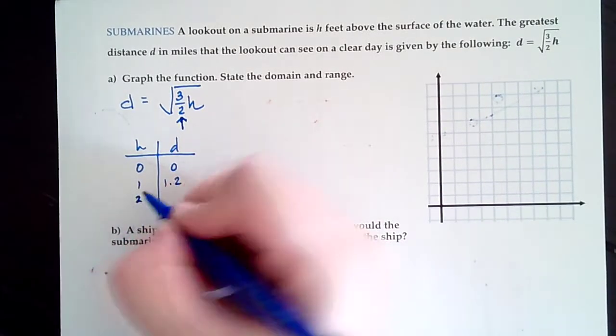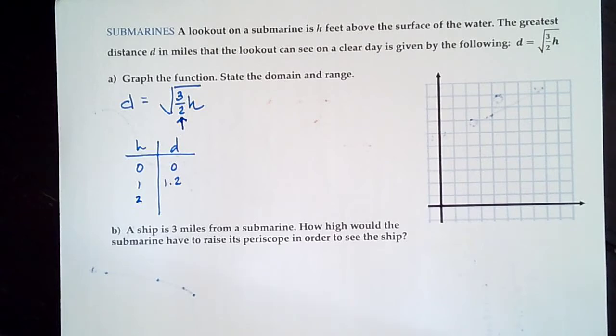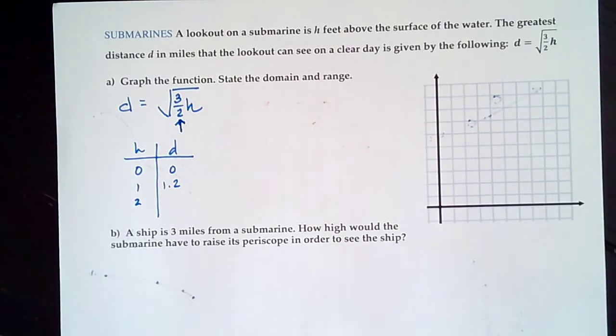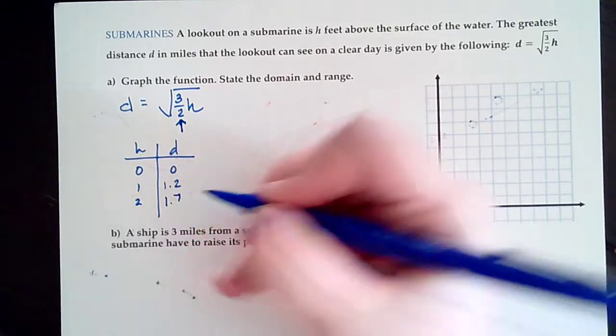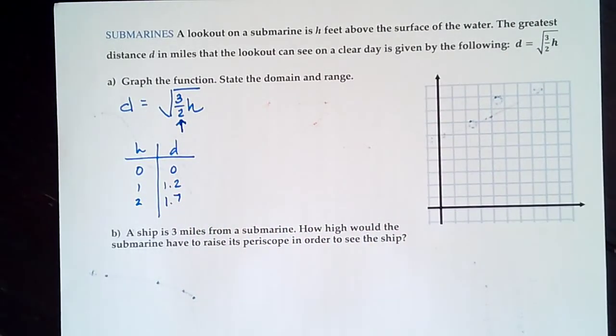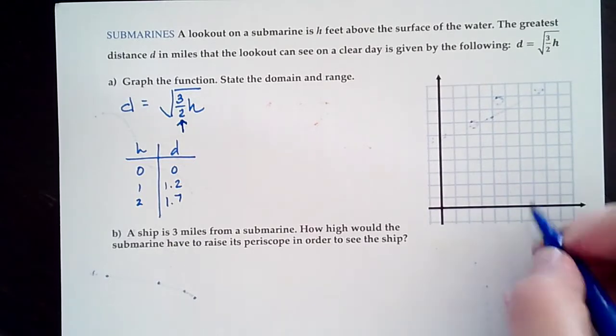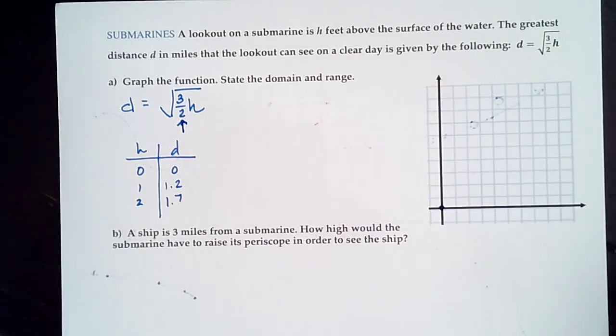All right, when I plug in 2, I get 3/2 times 2. It's just 3. But then I have the square root of 3, which I have to put into my calculator. When I calculate that, it's about 1.7, approximately. And I could keep going to see what's going on here, but these 3 points are going to be enough for now. All right, I've got 0, 0.